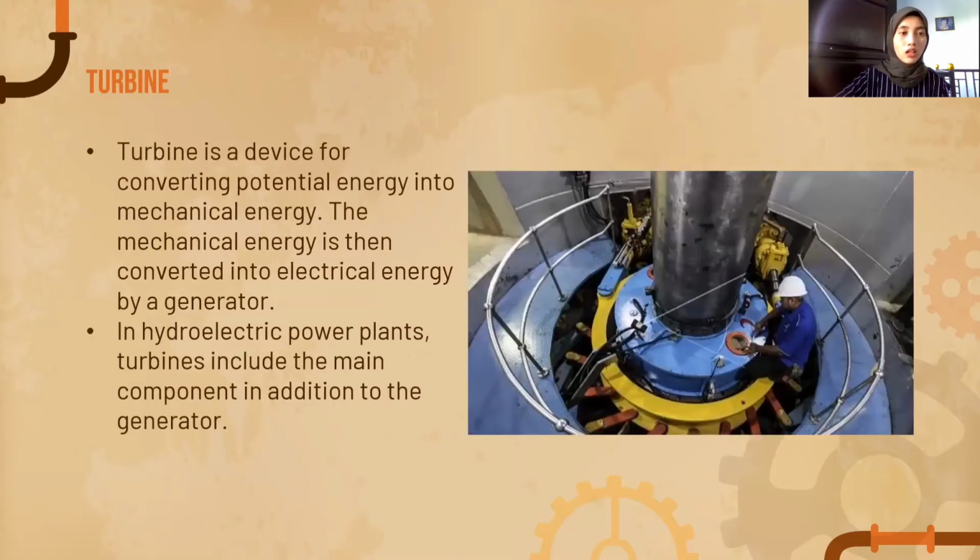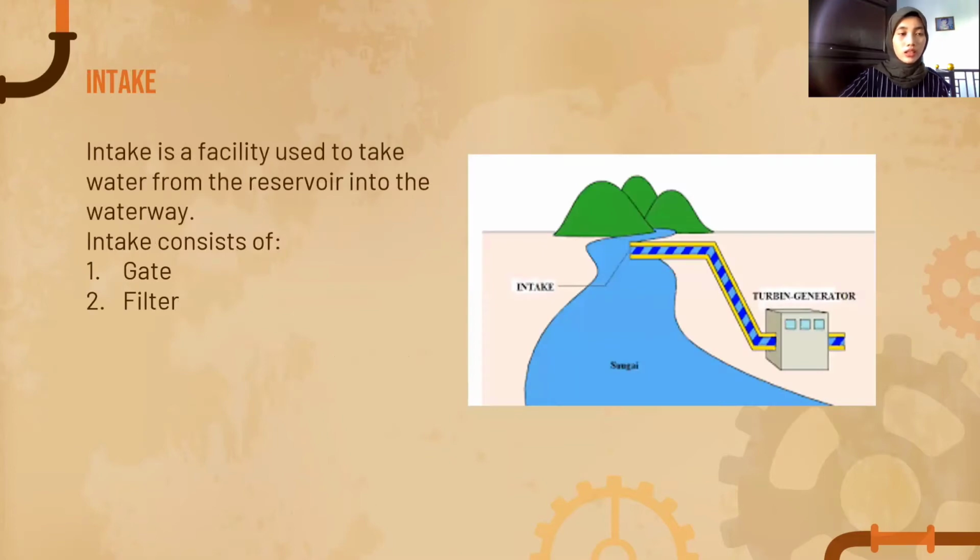Next, turbine. Turbine is a device for converting potential energy into mechanical energy. The mechanical energy is then converted into electrical energy by a generator. In hydroelectric power plants, turbines include the main component in addition to the generator. Next is intake. Intake is a facility used to take water from the reservoir into the waterway. Intake consists of 1. Gate. Number 2 is filter.